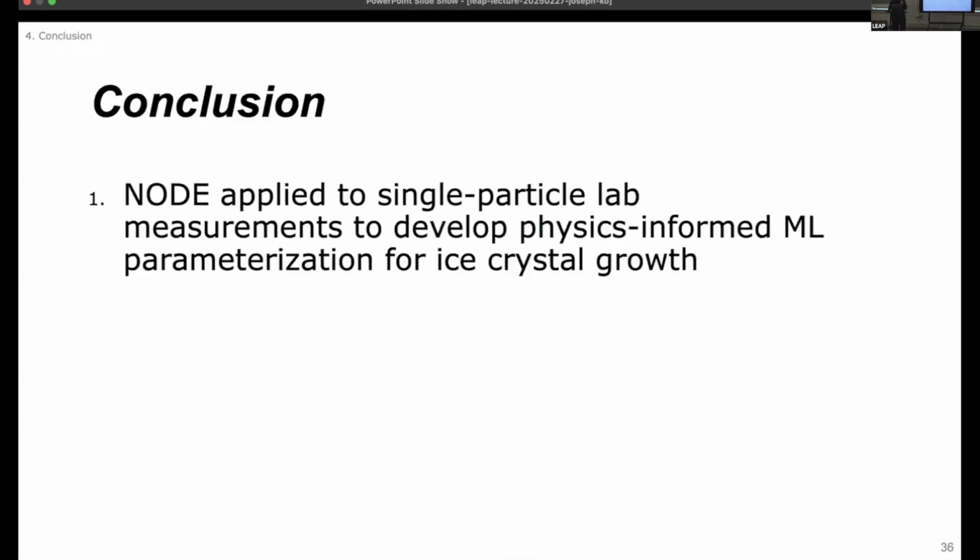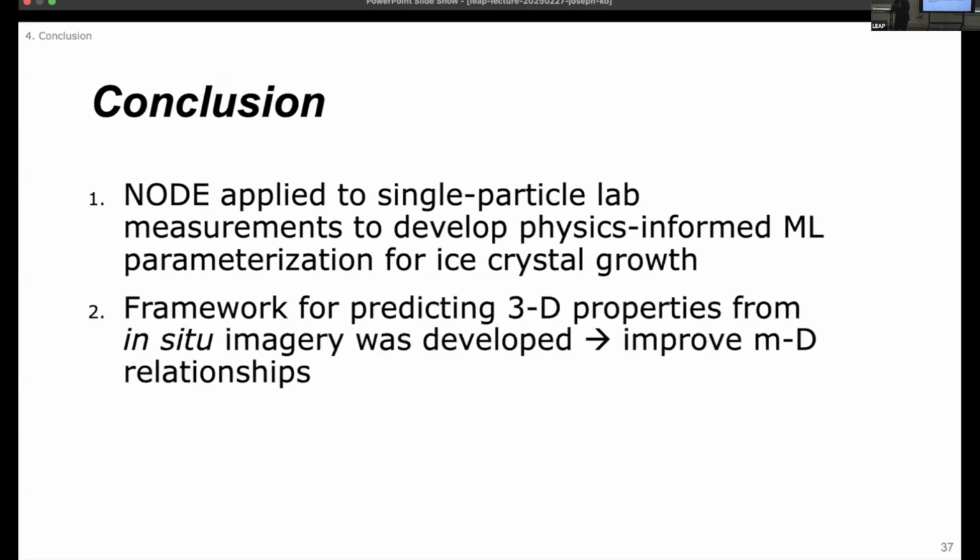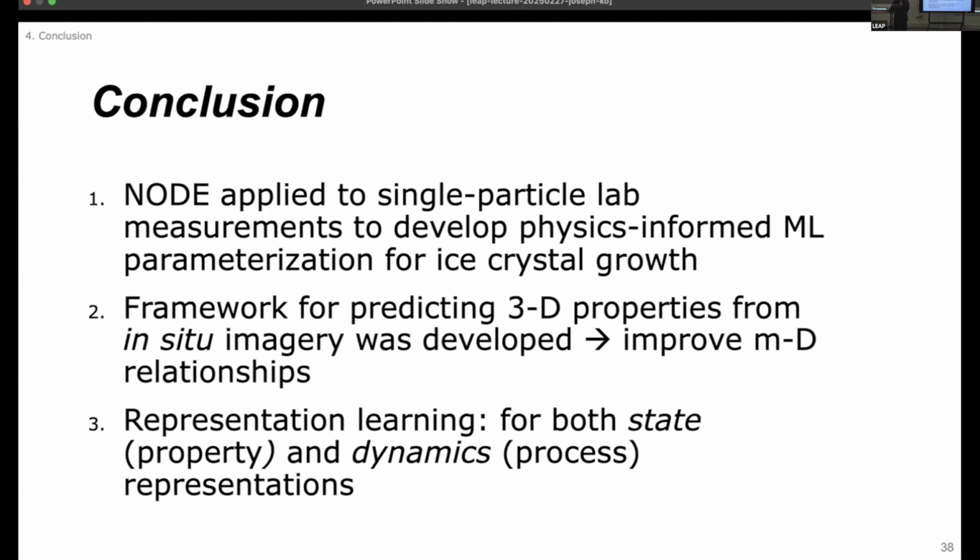So with that, I will conclude. I showed you an example of Kara's work where she applied neural ordinary differential equations to lab measurements to develop a physics-informed machine learning parameterization for ice crystal growth. Second, I presented my framework for predicting 3D relevant properties from 2D images using supervised machine learning and synthetic data. And finally, we think there's a lot of promise in representation learning, and I don't pretend to be an expert in this. I'm relying on the expertise of a lot of collaborators, but we think there's a lot of promise for this in learning both state and dynamic representations for ice microphysics.